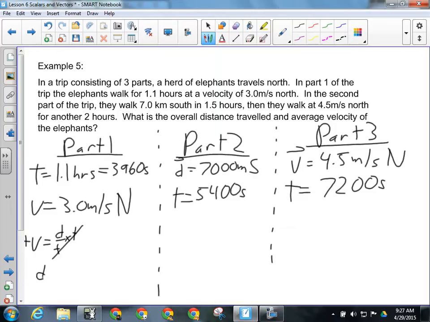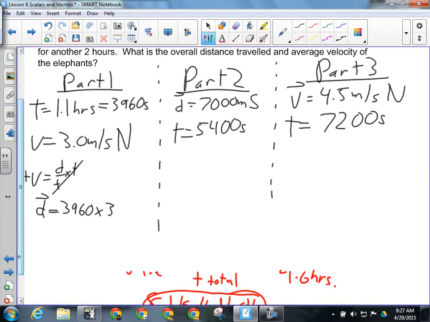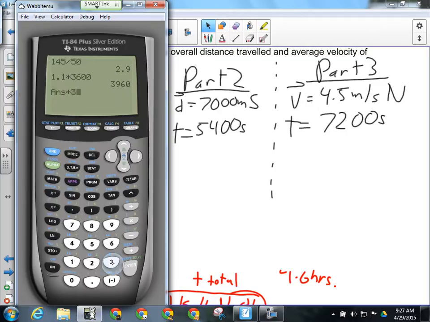So d for this one is going to be 3,960 seconds multiplied by 3 meters per second north. I'm actually going to calculate the displacement, which is okay, because I'm going to need it later. All I'm going to do when I calculate the distance is forget about what? Not the units, the direction. Yeah. So 3,960 times 3 gives me that they're going to walk 11,880 meters north.